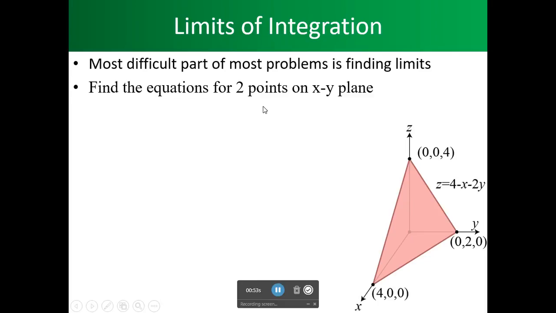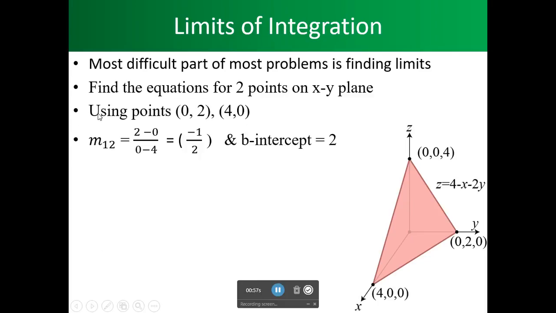We can use our y-intercept form, but we need 2 points to find the y-intercept. So the first thing we need to do is find the slope, the change in y over the change in x, which gives us minus 1/2. Where does it cross the y line? That gives us b, which is 2. Then we have the equation from y-intercept form: y equals 2 minus 1/2 x.